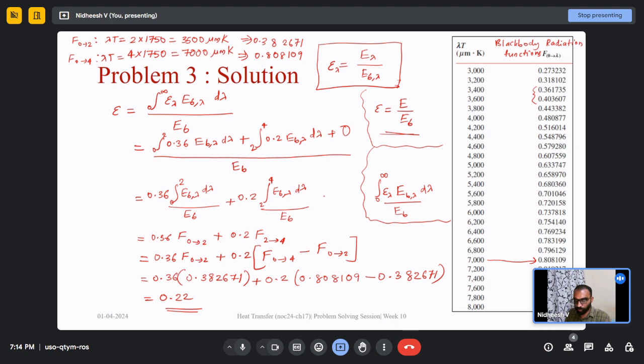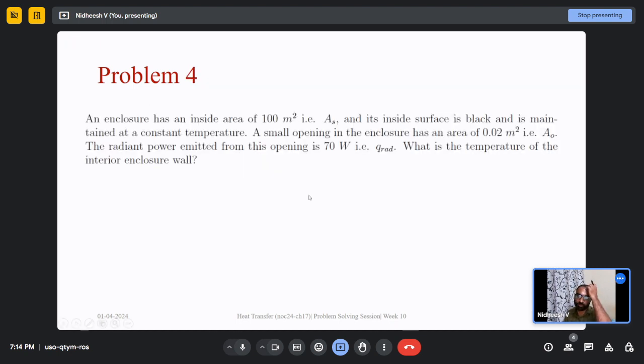our next problem, problem 4. Let me read out the problem statement. An enclosure has an inside area of 100 meters square, that is AS, and its inside surface is black and is maintained at a constant temperature.